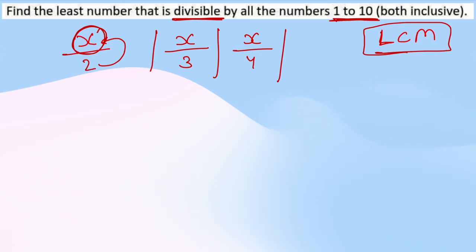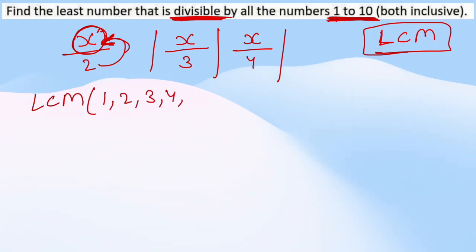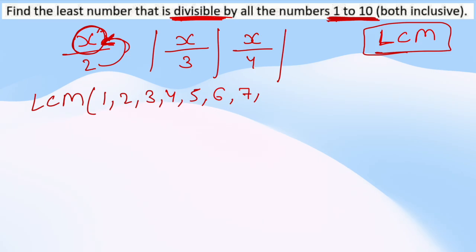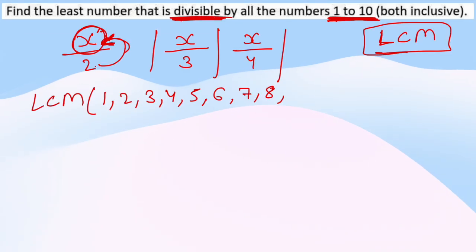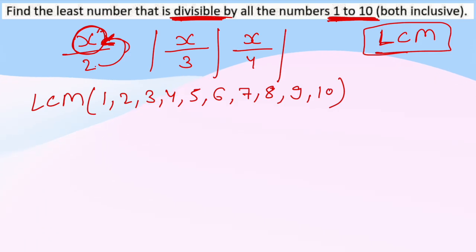And it is also given here that you have to find the number which is divisible by, means the number will be in the numerator, right? The number will be greater, so it will be an LCM. Clear? So whose LCM do I have to find? Of 1 to 10, means LCM of the numbers 1, 2, 3, 4, 5, 6, 7, 8, 9 and 10. Right? Okay. So how to find the LCM?